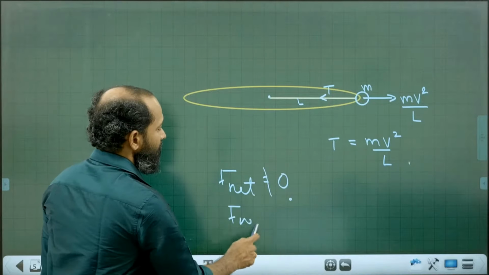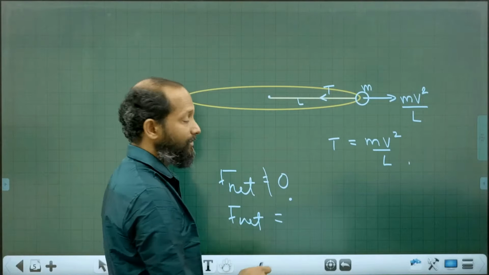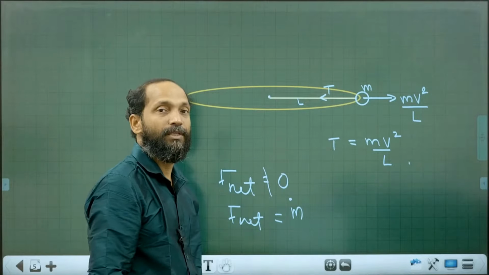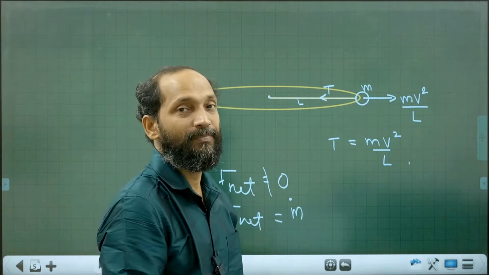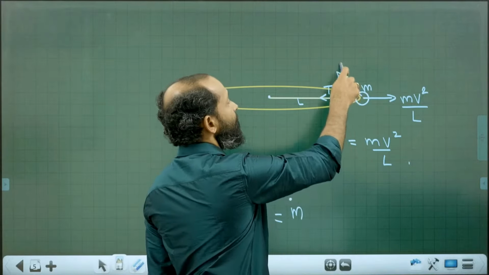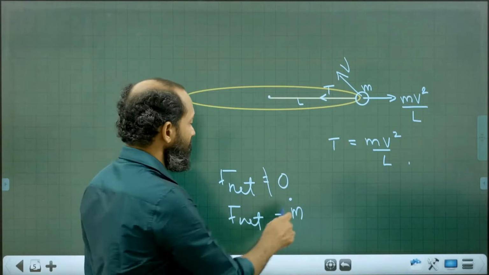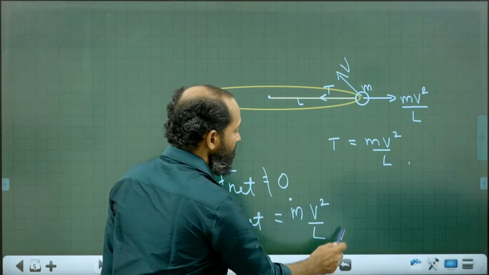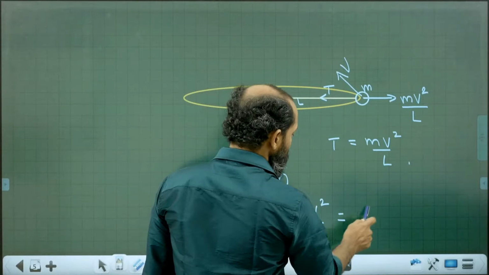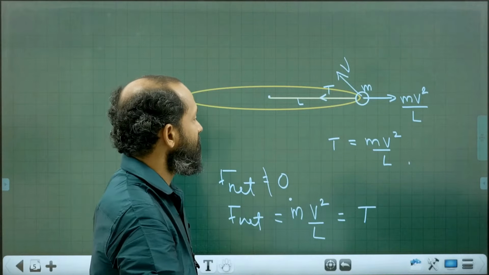Instead, F net is equal to the unbalanced force, equal to mass times acceleration. Here the body is changing its direction. If the body moves with a constant speed, in uniform circular motion, there is a centripetal acceleration, that is v square by L. So mv square by L is the net force. That is equal to T. So tension is the net force.